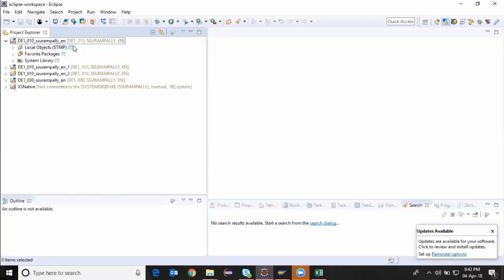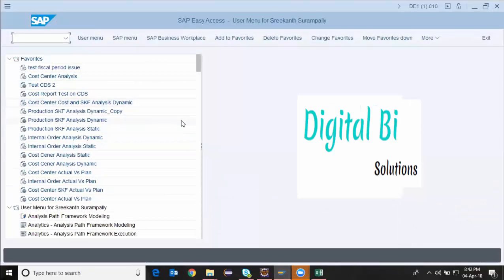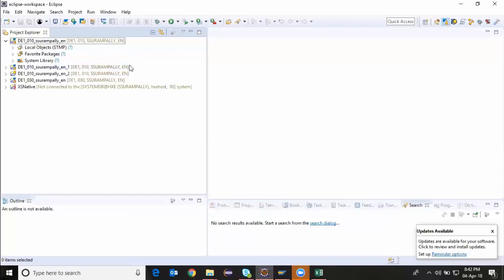So you understand the difference between creating your objects in the Eclipse tool versus your ABAP system. In both cases, you are still working on the ABAP layer only. You're not working on the database layer.